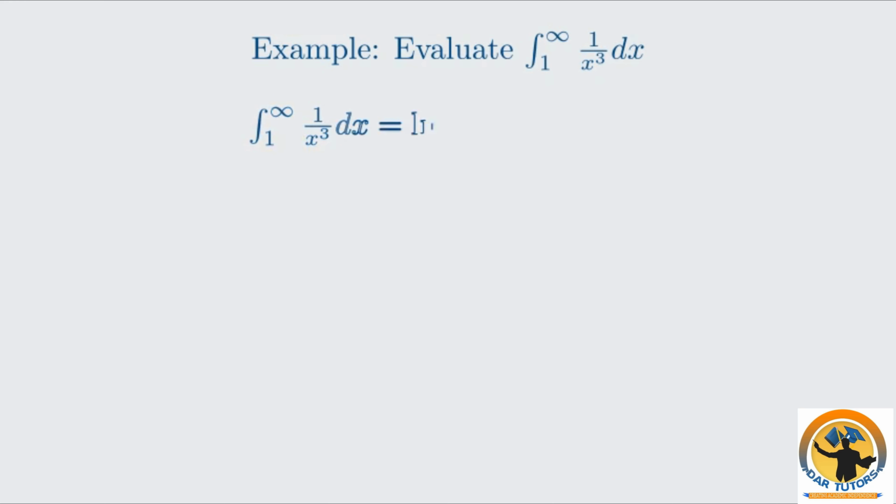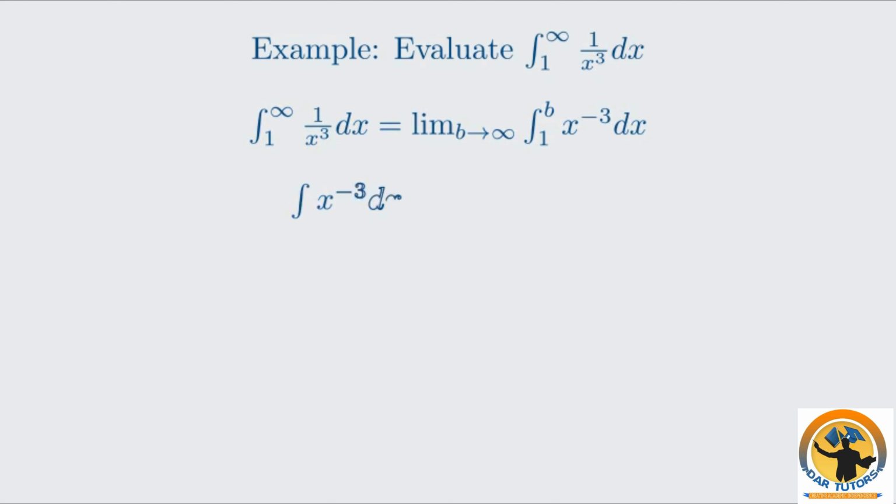Let's work through an example to see this in action. We will evaluate the integral from 1 to infinity of 1 over x cubed dx. Our goal is to evaluate this improper integral. First, we rewrite the integral using the limit definition. This becomes the limit as b approaches infinity of the integral from 1 to b of x to the power of -3 dx. Next, we find the antiderivative of x to the -3.